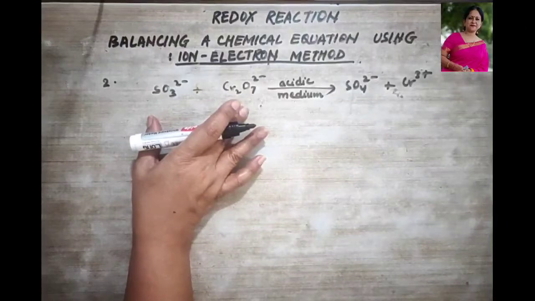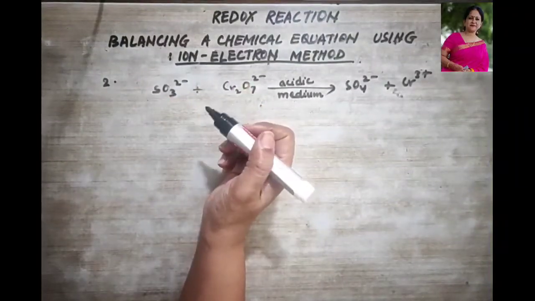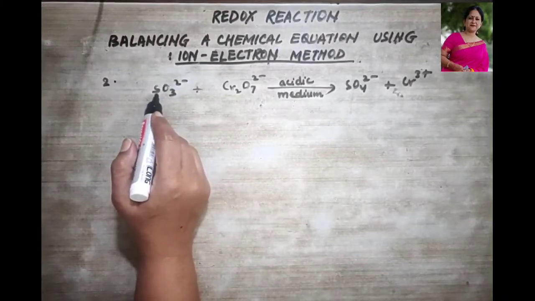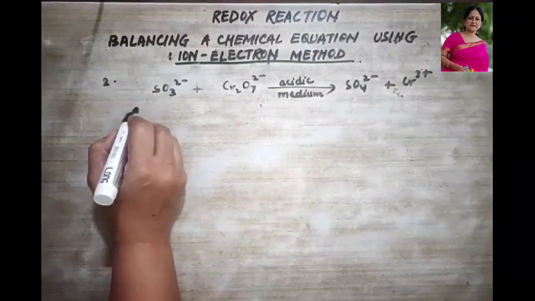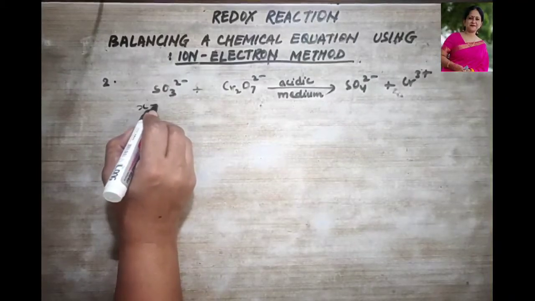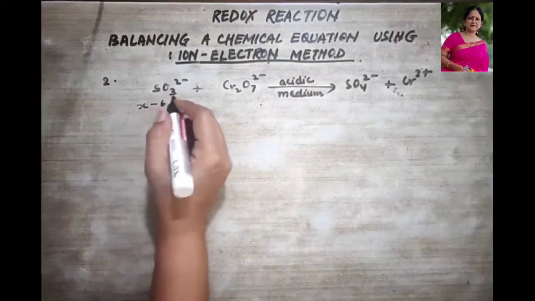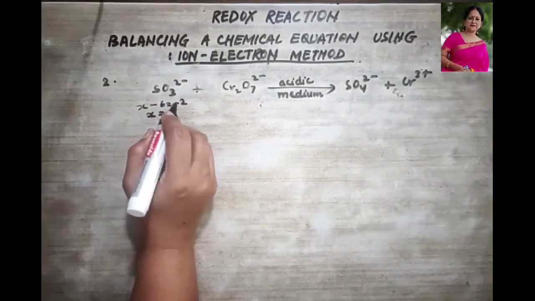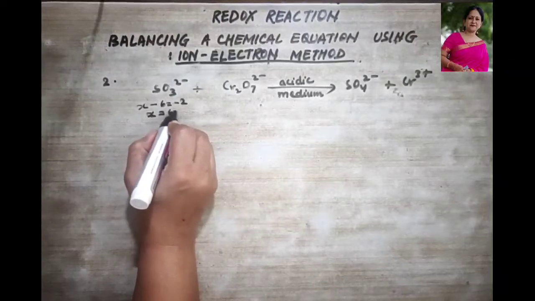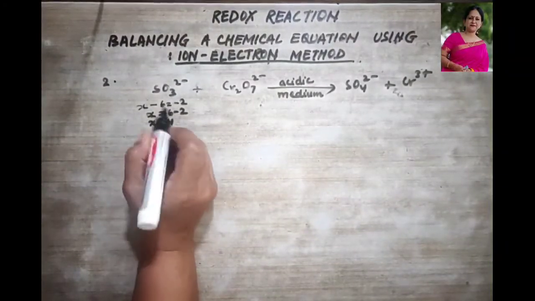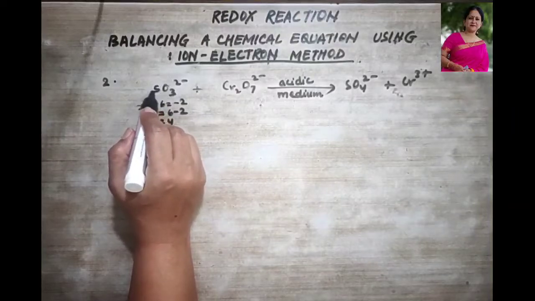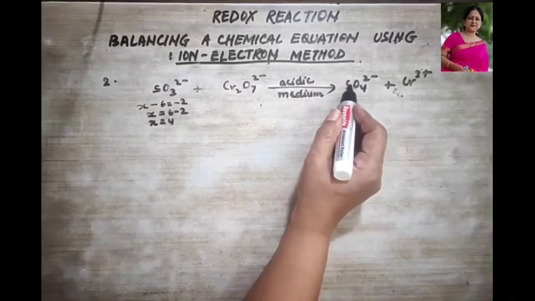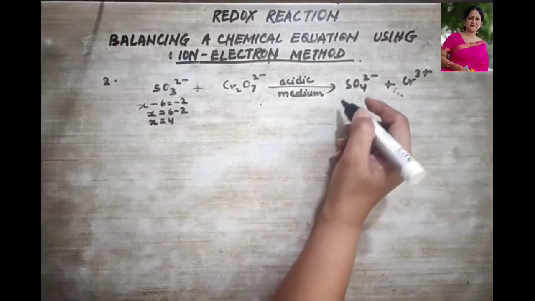So for that we need to know the oxidation number of all. So over here, if you look at sulfur, the oxidation state will be what? X minus 3 2s are 6, is equal to minus 2. So X is equal to 6 minus 2. X is 4. So over here, the oxidation state of sulfur is how much? 4. Right?